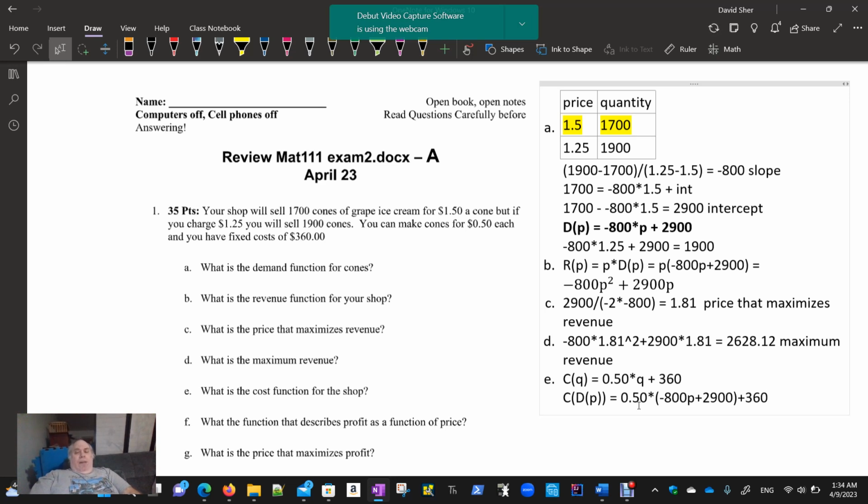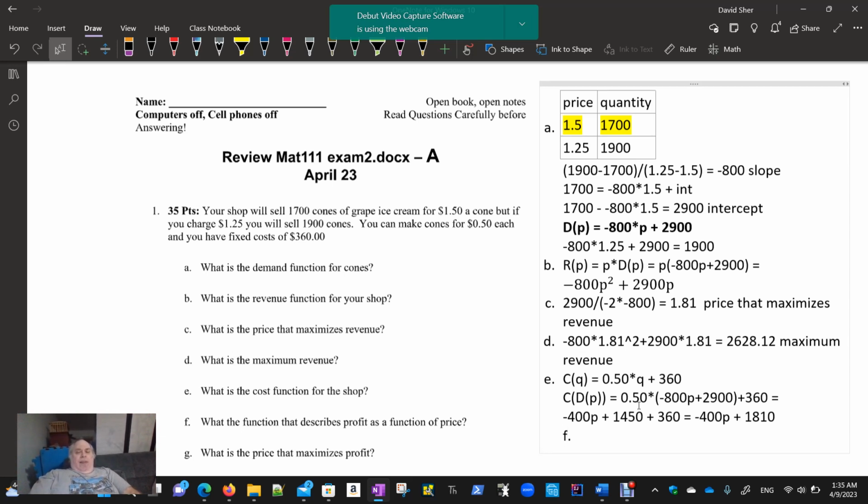So now, okay, I'm just going to put an equal sign there. Now that's going to come out to negative 400p when I distribute the 0.5, plus 1450, plus 360. We combine like terms, and we get negative 400p plus 1810. And that is the cost function of part E.